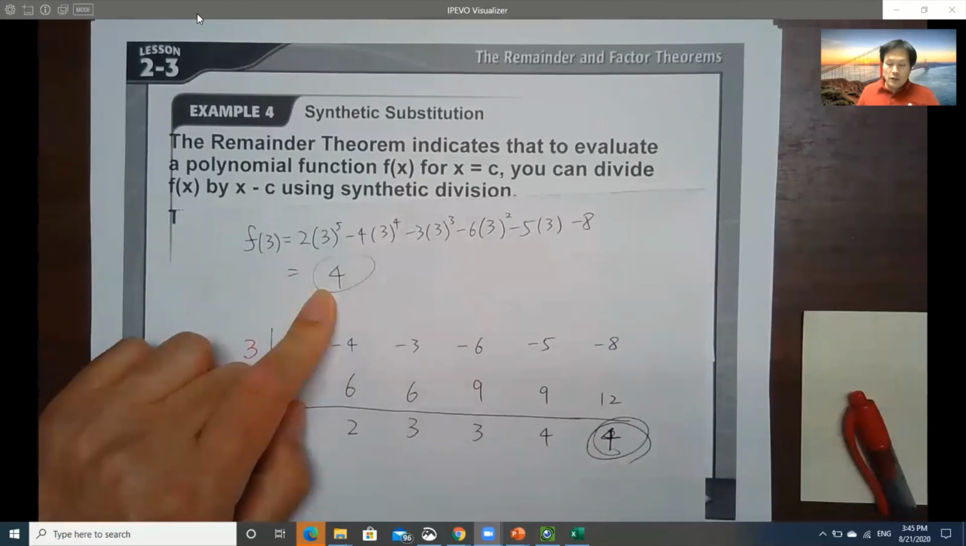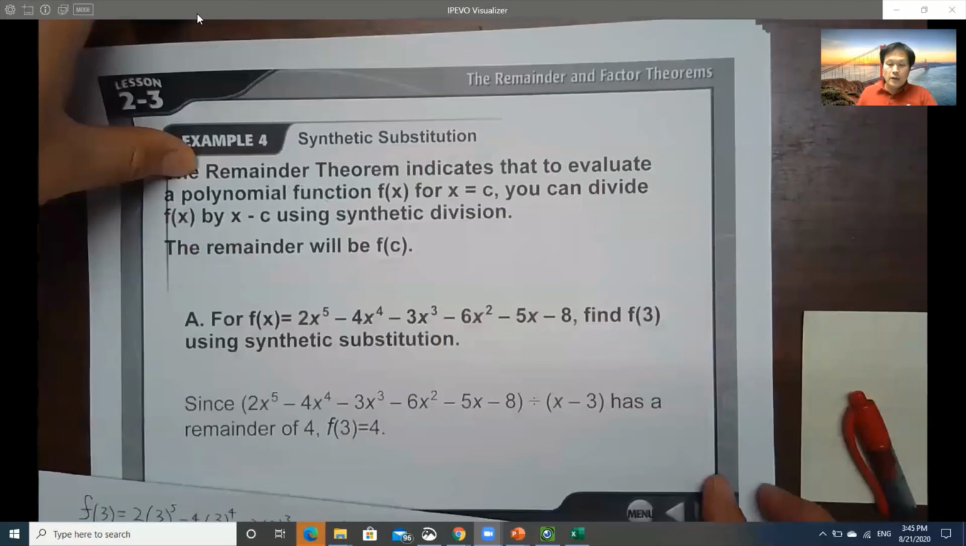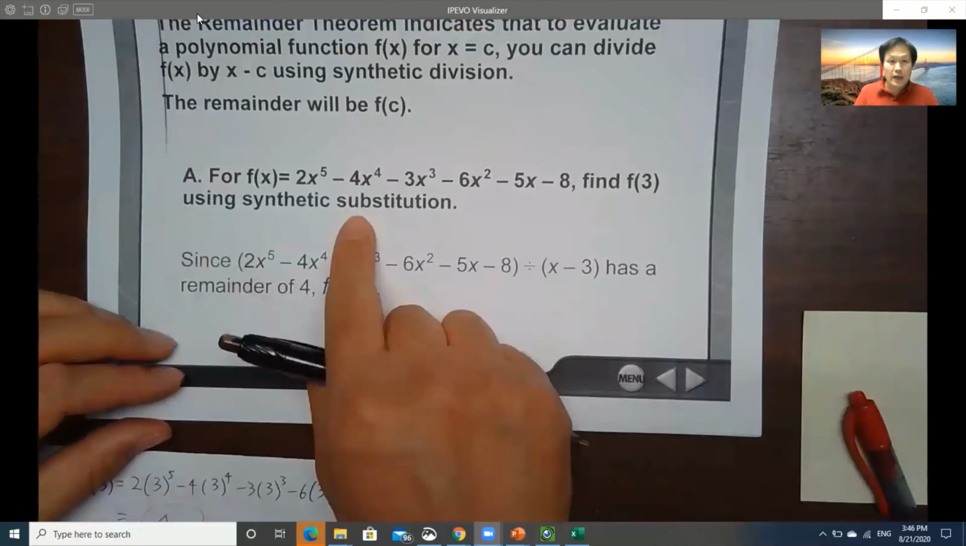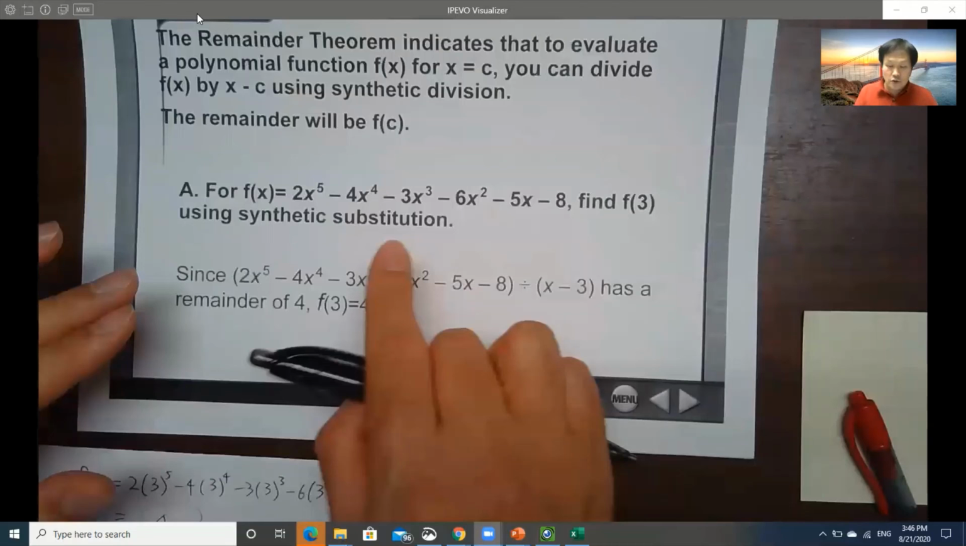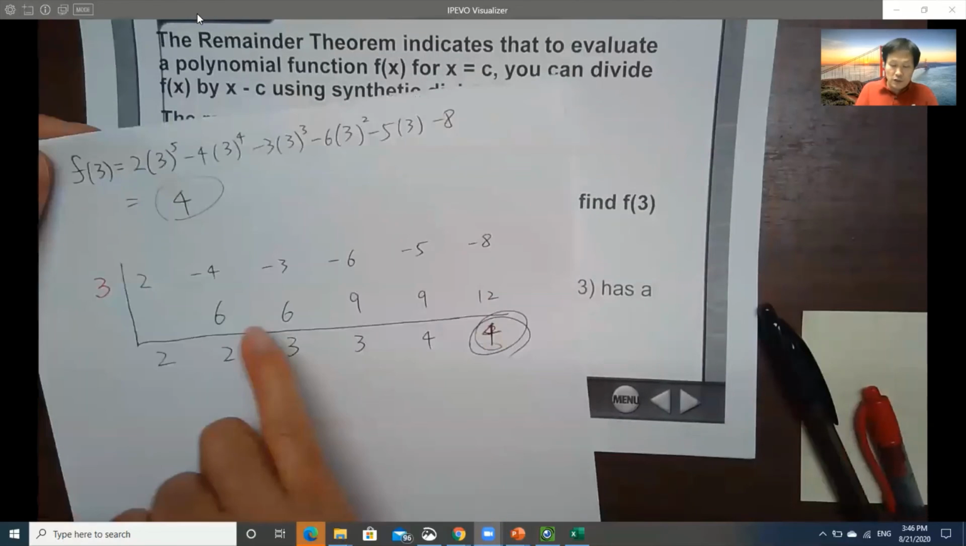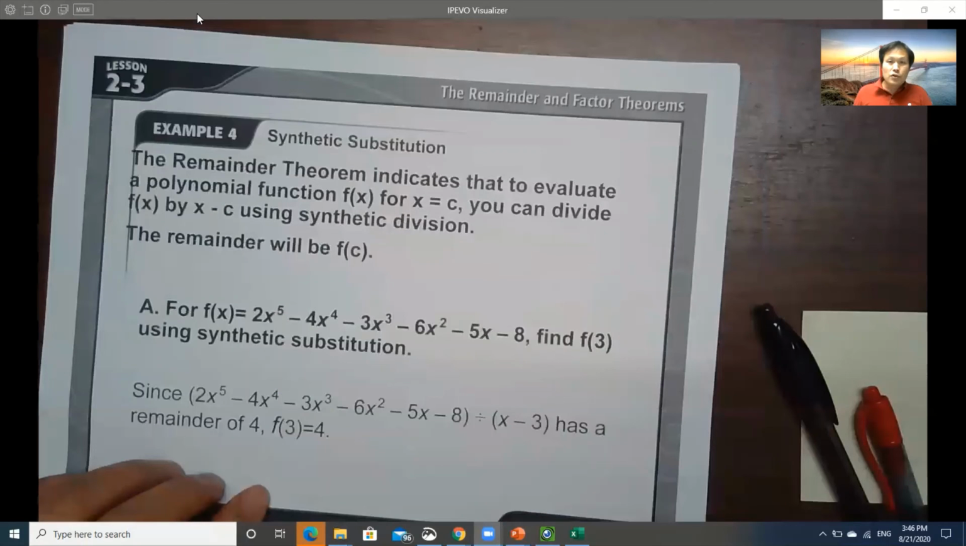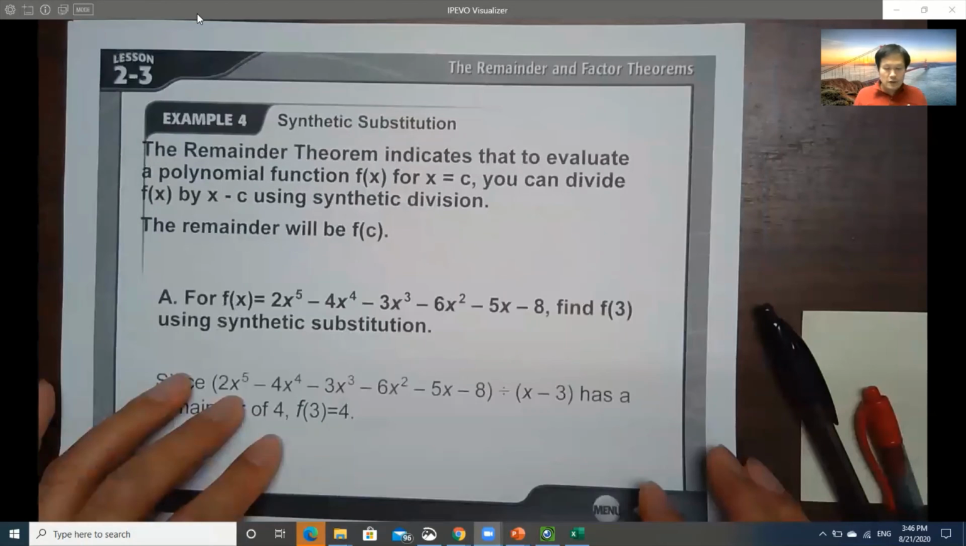Okay? So that's one way to get f of 3 using synthetic substitution. When I ask you using synthetic substitution, you need to show me synthetic substitution like this. So that's application, what we do with the synthetic division.